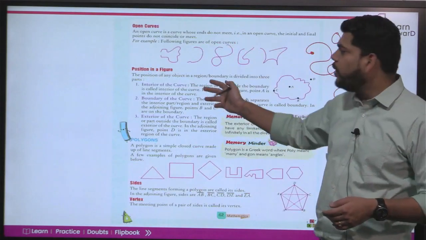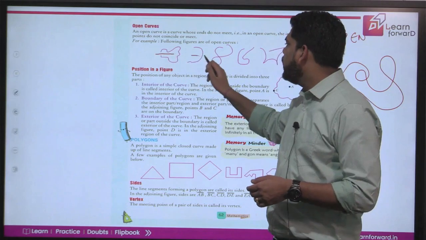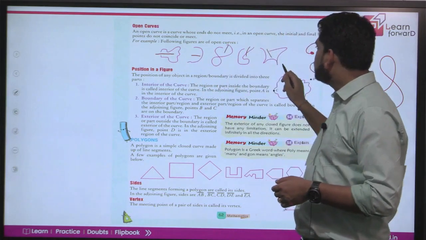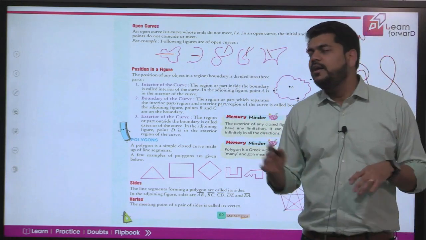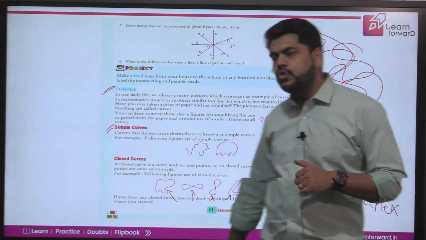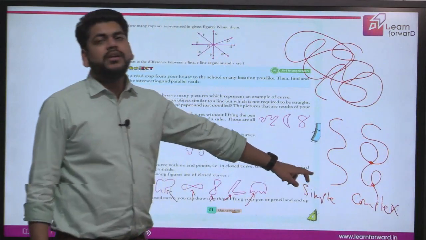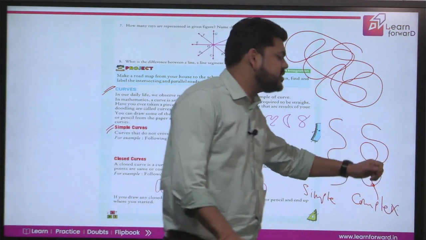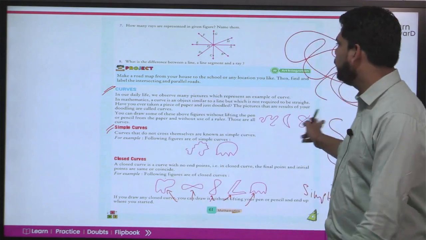But when we talk about these curves, you can enter. You can go inside. In each curve, you will be able to go inside. It's an open curve. It's a closed curve. Which do not intersect, simple curve. Which intersect, it's a complex curve. Fine.